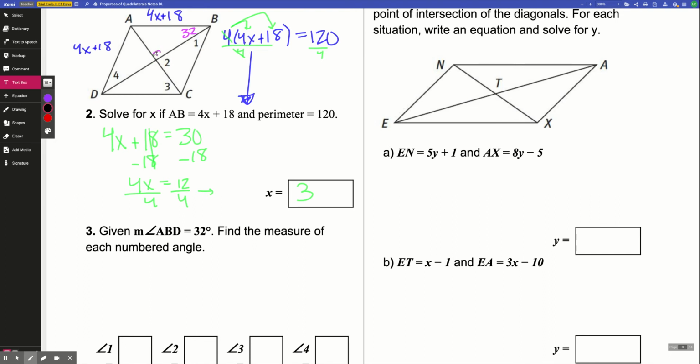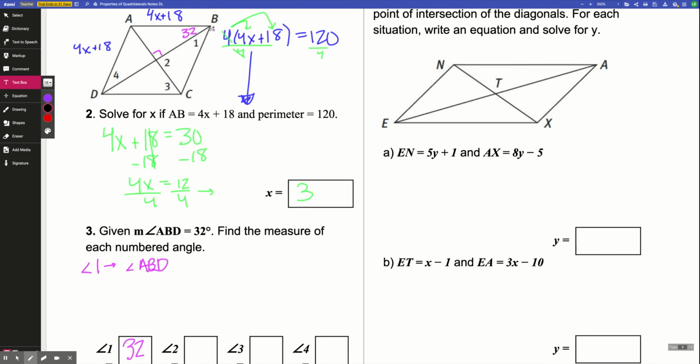that all of my angles in the middle are 90 degrees because they're perpendicular. All of the angles are bisected or cut in half by their diagonals, okay? And the angles that are across from each other are congruent, okay? So for angle 1, since angle B here is bisected, angle 1 has to be the same as angle ABD, right? They're congruent, right? Which means that angle 1 is 32 degrees, okay?